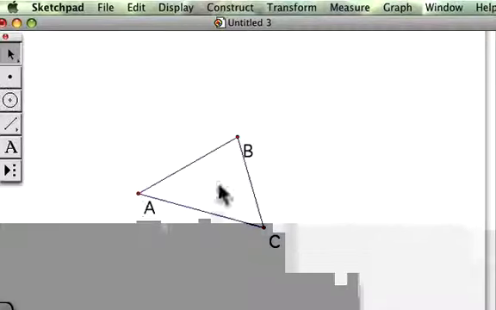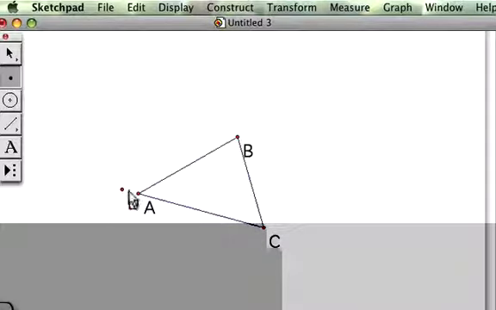And so what we're going to do is draw points. Now, we're going to select the point tool, and outside AB, we're going to draw point D. And outside line AC, we're going to draw point E. And then outside BC, we're going to select point F.